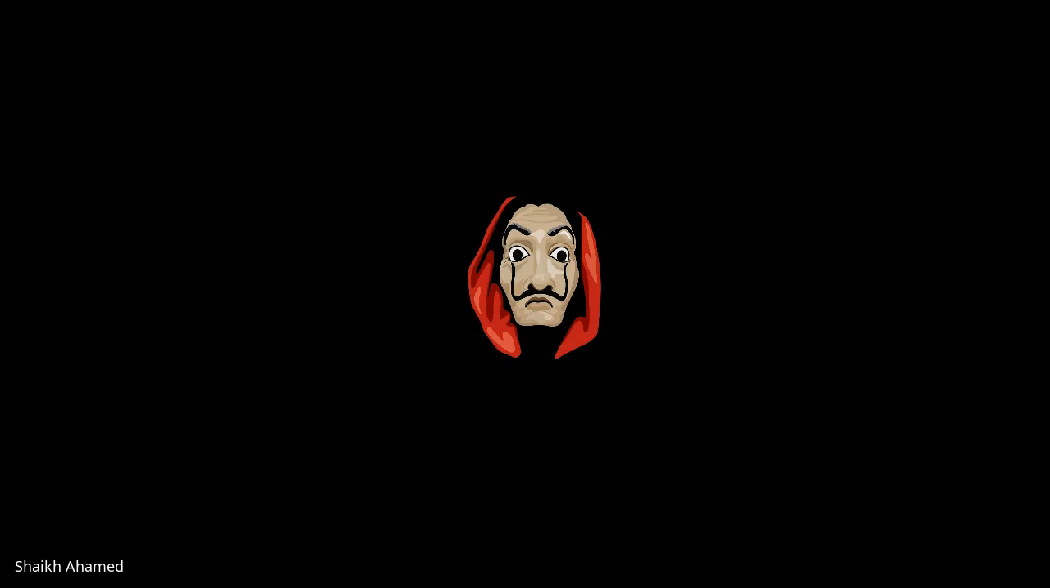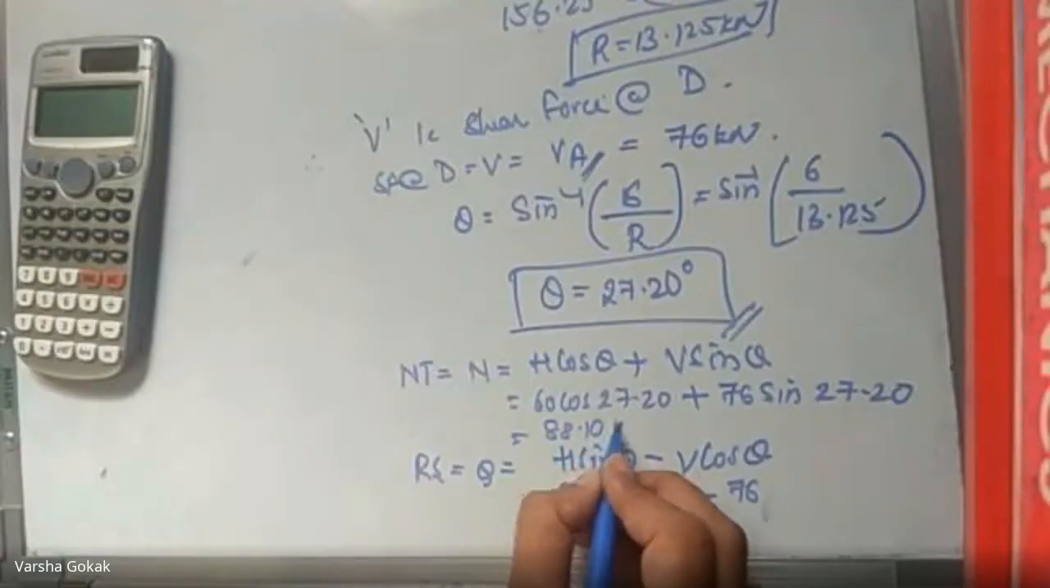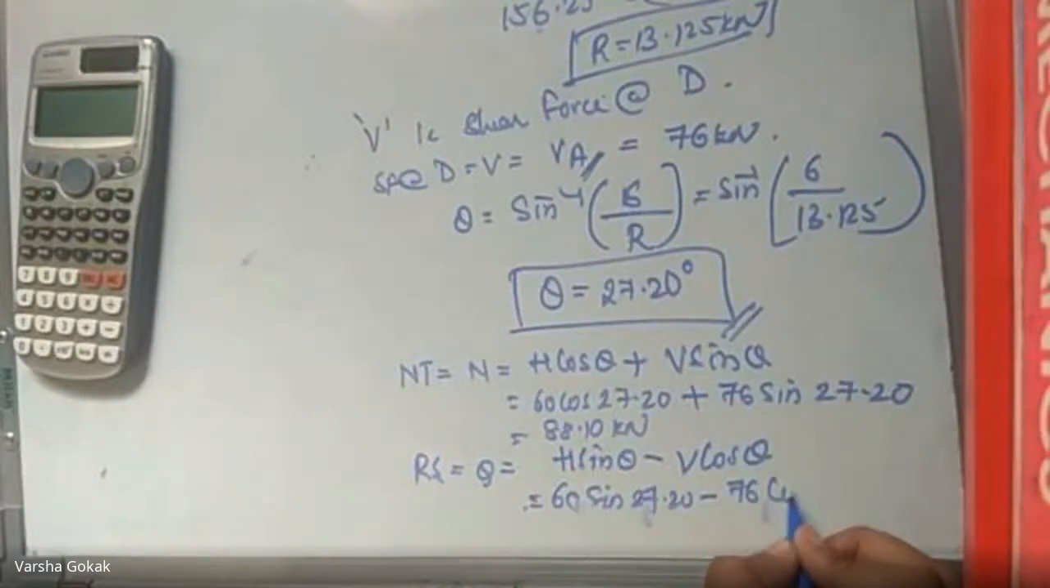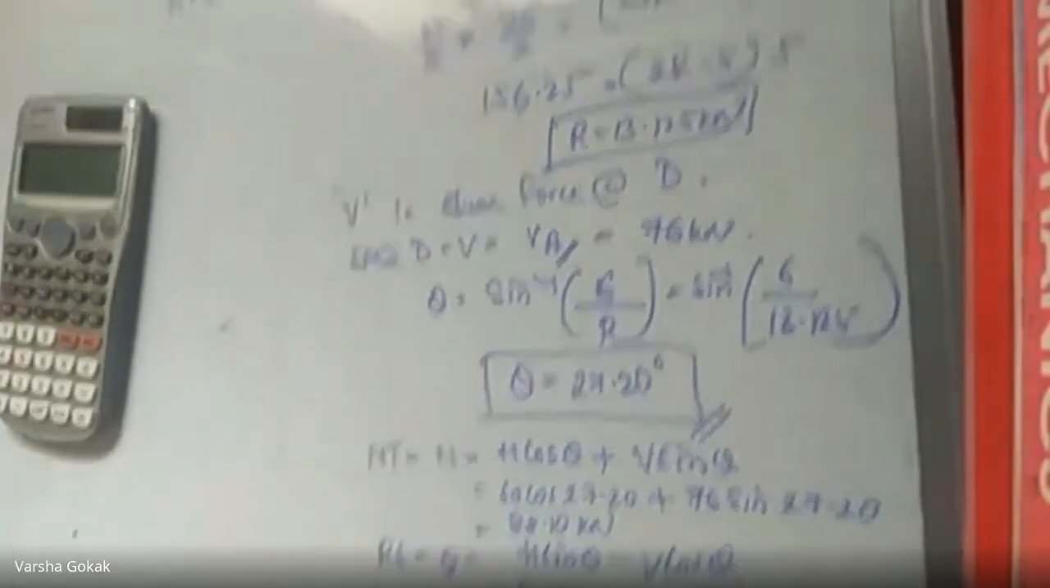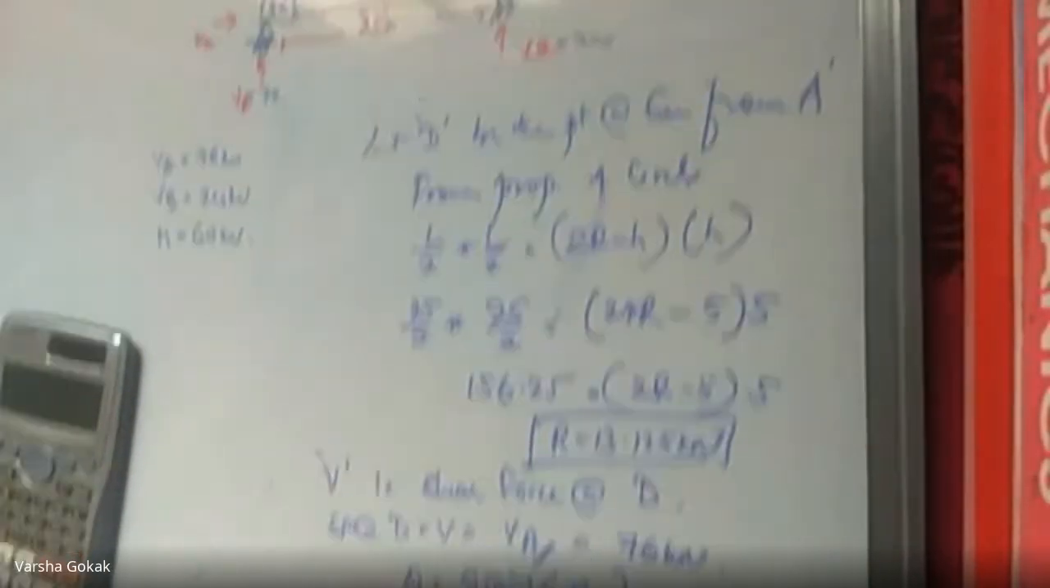N is equal to 88.10 kilonewtons. Okay. And the other one? Minus 40.169 kilonewtons. Okay. There is a continuation, a third question also to this.